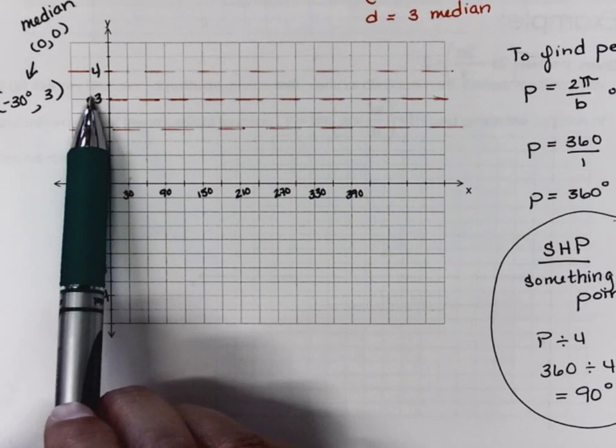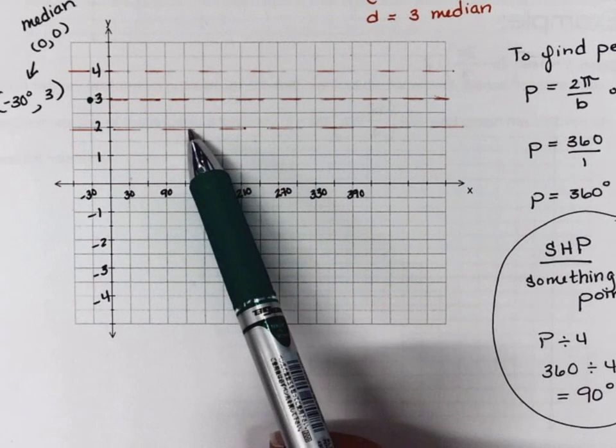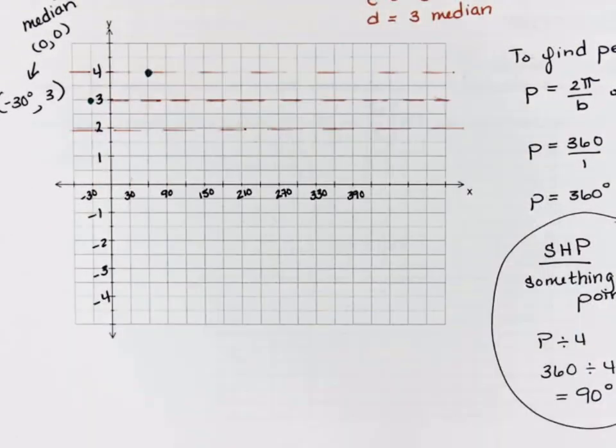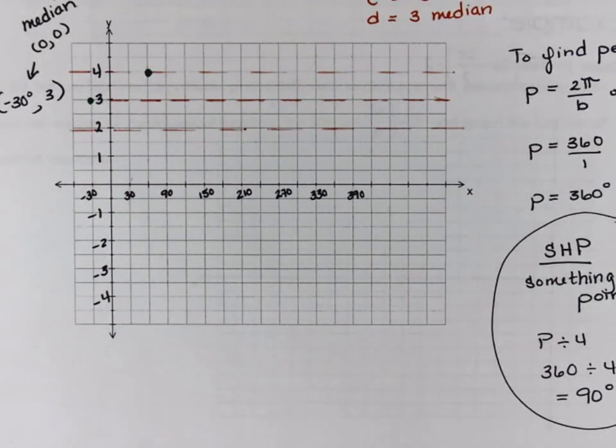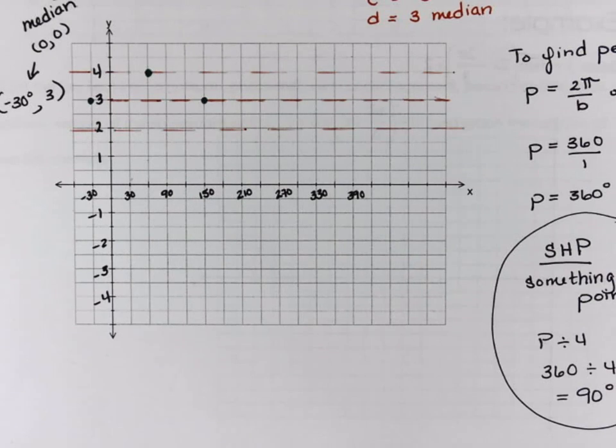What's negative 30 plus 90? 60. So are we headed to a maximum or to a minimum? Maximum. Now we're going to add another 90 to it. So 60 plus 90 is 150. Where are we going now? To a median. That's why I find these lines helpful. You have to hit a line. You can't go from a max to a min. You have to hit the median. So at 150, we're at a median.